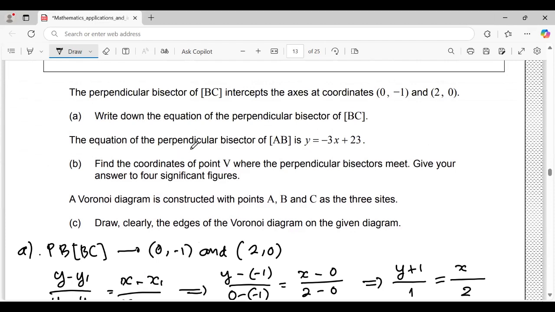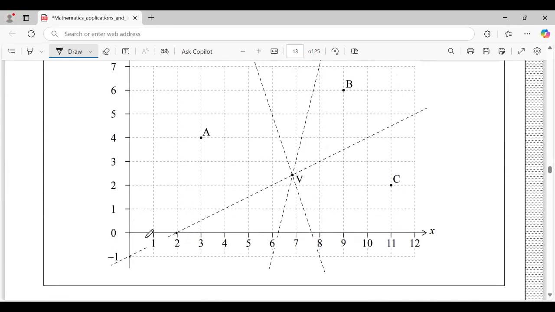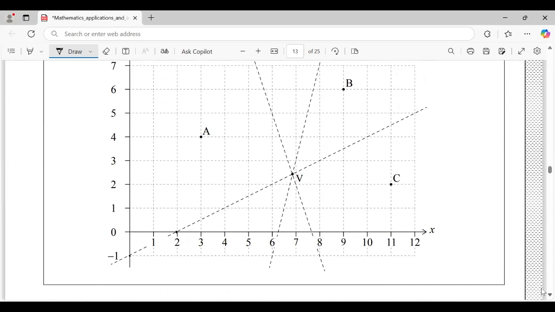The equation of the perpendicular bisector of AB is y equals minus 3x plus 23. Find the coordinates of point P where the perpendicular bisectors meet. Give your answers to 4 significant figures. Okay, let me meet here between this straight line and this straight line, right?